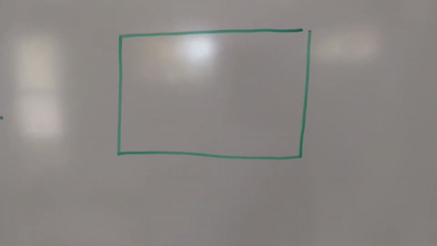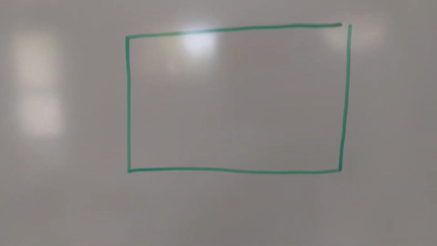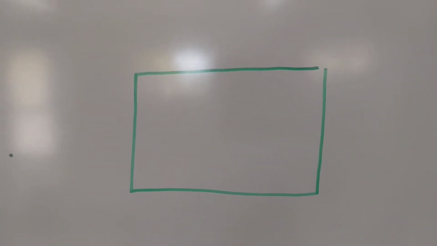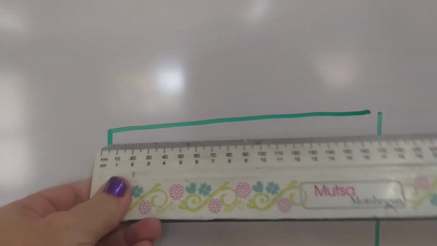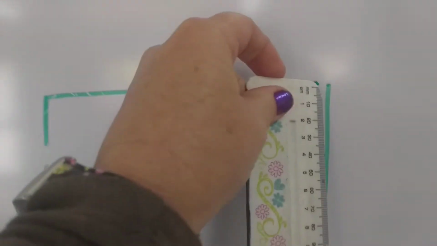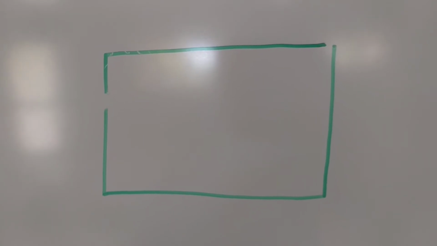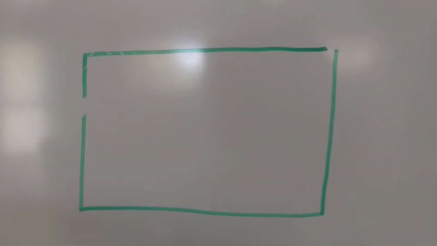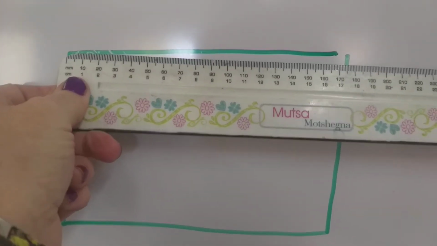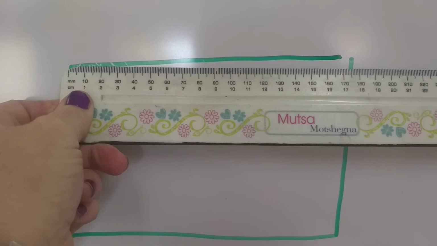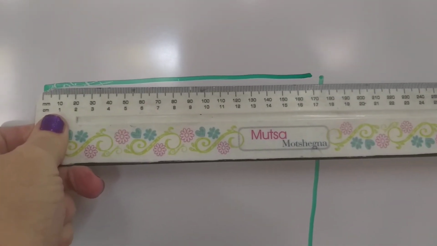If you are given a shape and they haven't given you any clues as to what the measurements are, you will just have to take your ruler and measure around. Then you will figure out your own measurements by measuring with your ruler. Remember, when we measure with a ruler, we put it on 0, where it starts. We don't measure something like that. We put it on 0 and we measure.